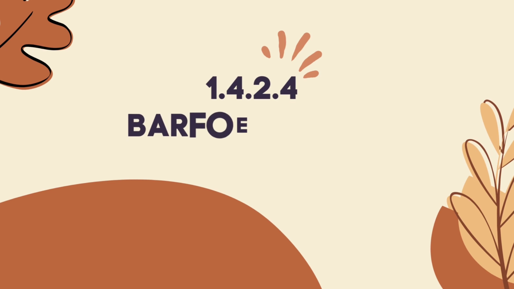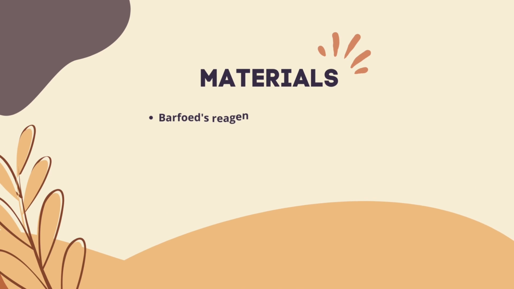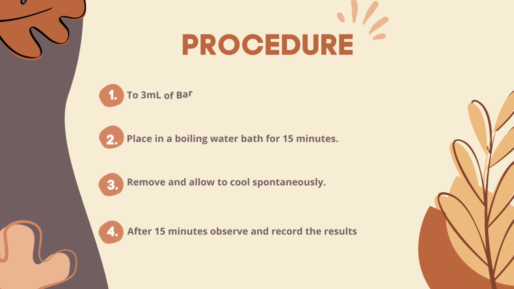Activity number 1.4.2.4. The Barfoed's test. It is a chemical test used for detecting the presence of monosaccharides. The materials used for this experiment are Barfoed's reagent and 0.1 molarity sugar solutions, specifically glucose, fructose, galactose, lactose, maltose, and sucrose. This is the procedure in performing the experiment.